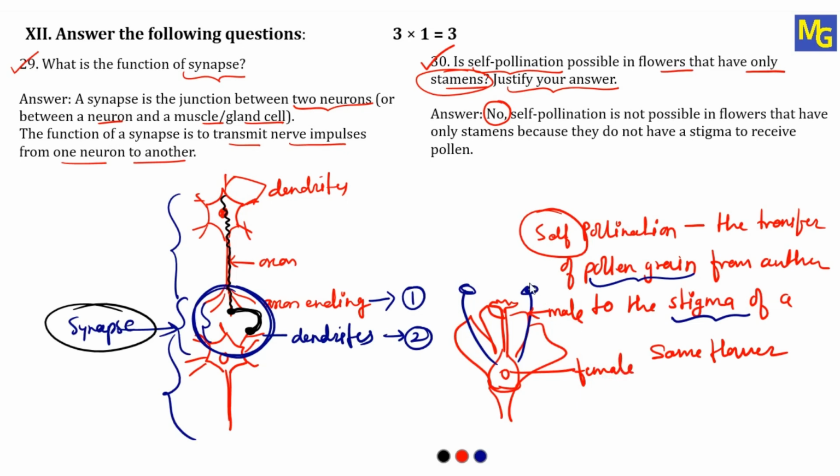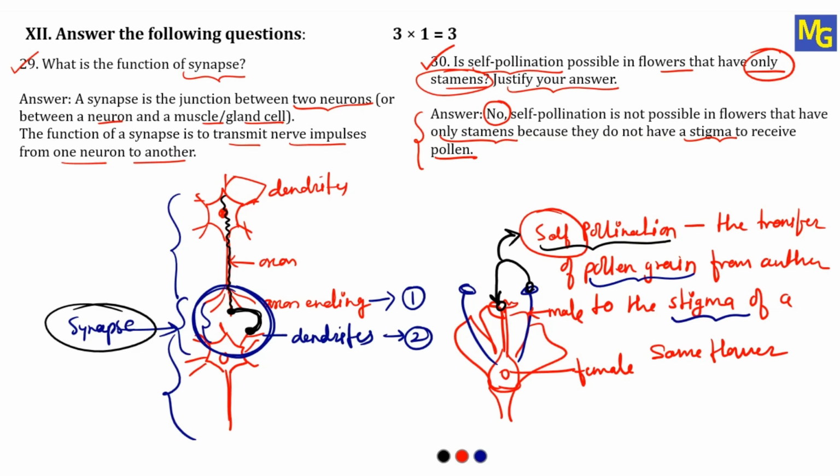So see what happens? From the anther, the pollen grain will transfer to the stigma of the same flower and this is called self. So for self-pollination, compulsorily we should have male and female reproductive parts in the same flower. And here in the question they have told the flower is having only stamen. It doesn't have pistil. So we cannot see self-pollination. That is the justification. Same thing I have written here. Self-pollination is not possible in a flower that has only stamen because it does not have a stigma to receive pollen. This is the answer for question number 30.